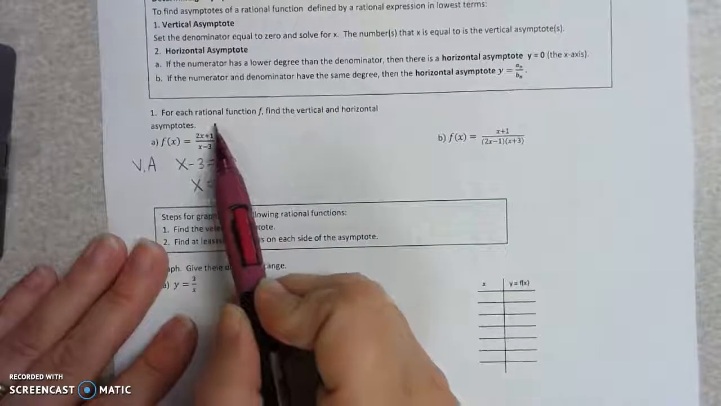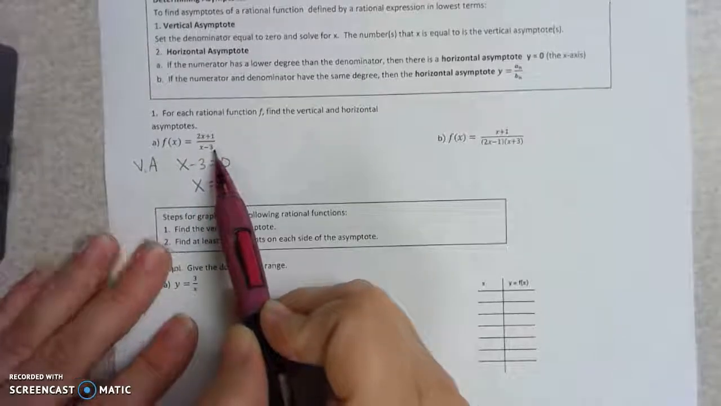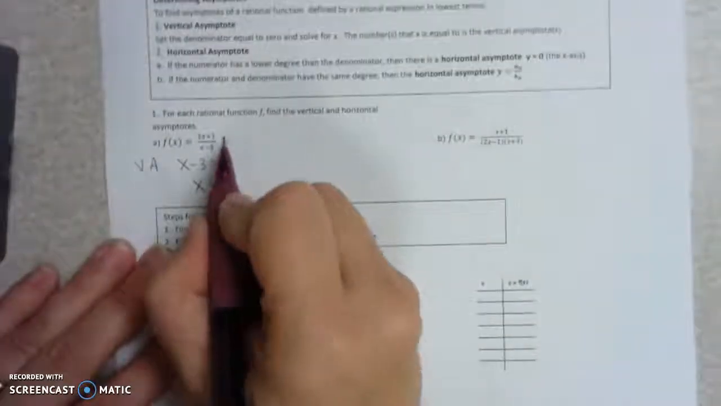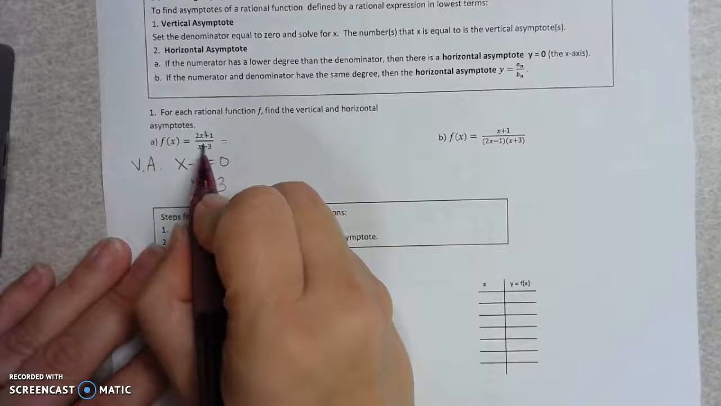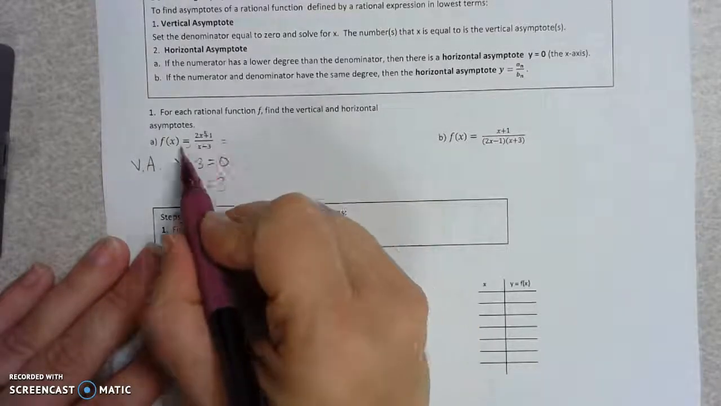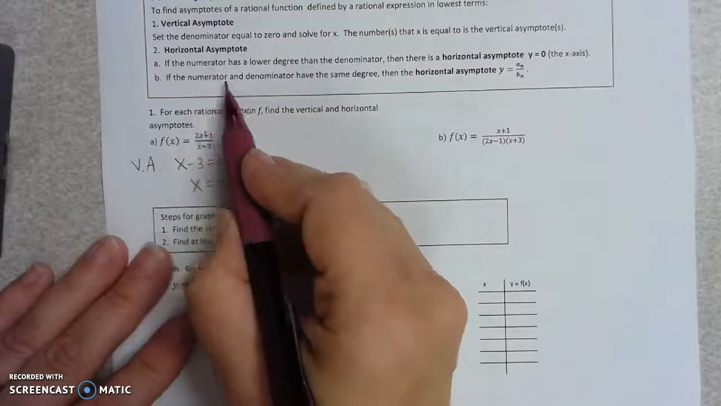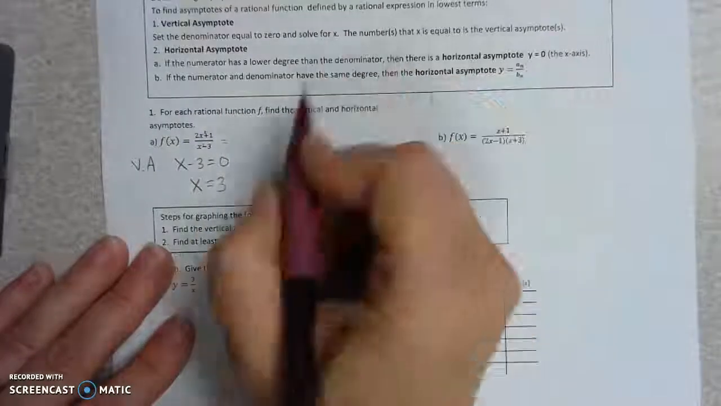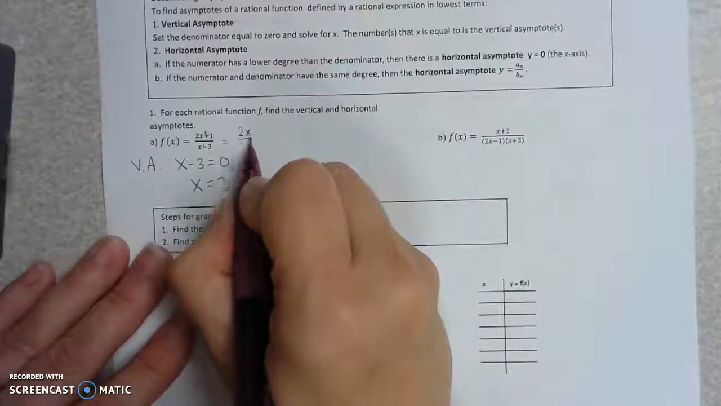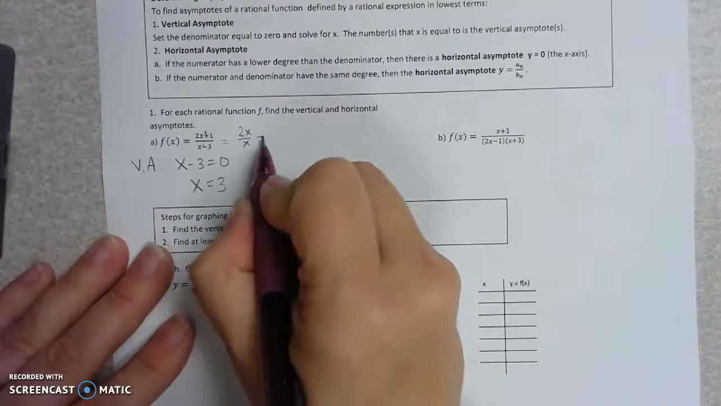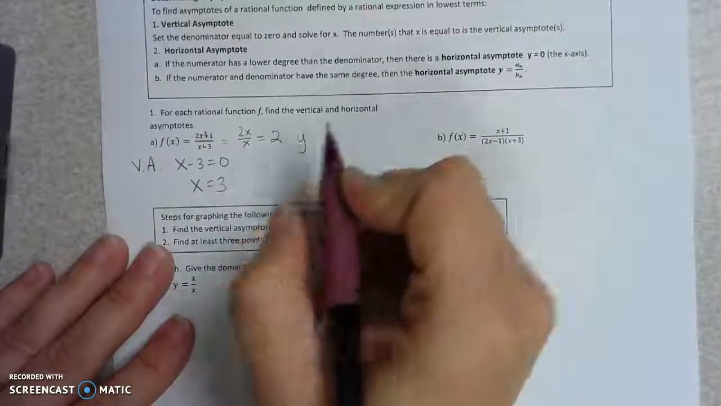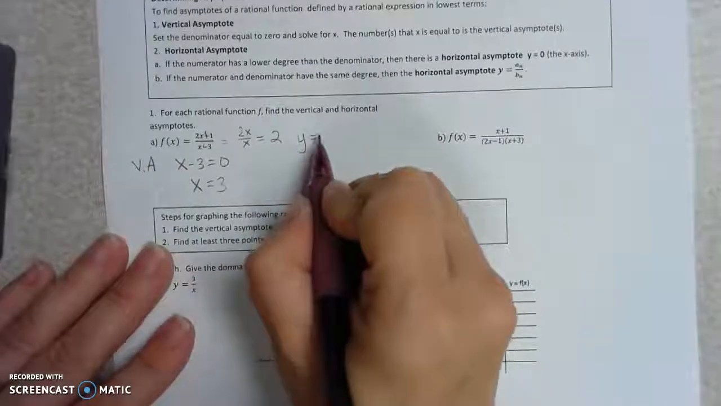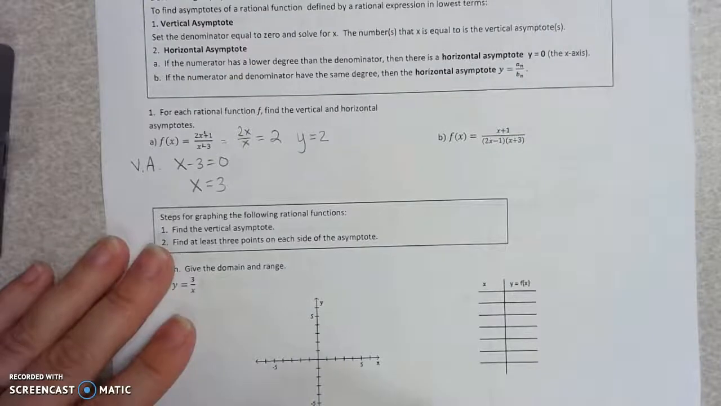So if you look at this problem here, (2x + 1) over (x - 3), the degree of the top, or the numerator, the exponent on this variable is a 1, and the exponent on this variable is a 1, so they have the same degree. So that means I'm going to use option B here, and I'm going to take 2x over x and simplify that. The x's will divide out and leave 2. So that means I have a horizontal asymptote at y equals 2.